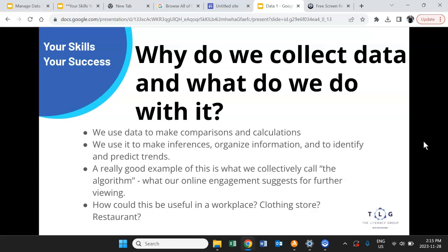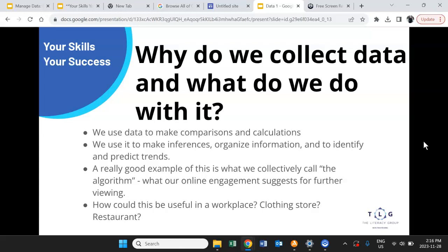A really good example of this is what we collectively call the algorithm, right? Again, back to our cell phone, right? If anybody uses social media, you will notice that sometimes we'll engage with something online, or even you'll think about something that you need to buy for someone. Let's say that someone needs a tool of some kind, a wrench from the hardware store, and all of a sudden you'll start getting advertisements from Canadian Tire and Home Depot and things like this.